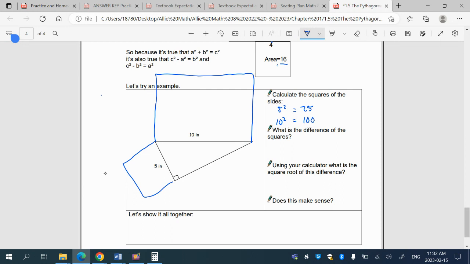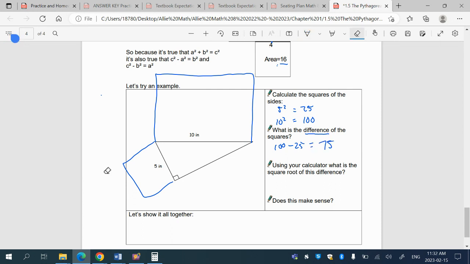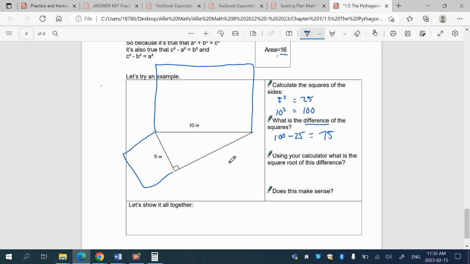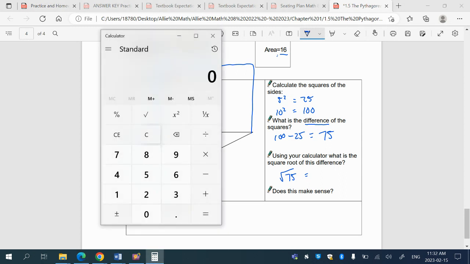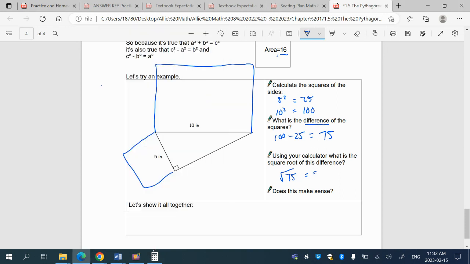What is the difference of the squares? So the difference is the result of a subtraction question. So let's do 100 minus 25. And what's that? That's going to be 75. Using your calculator, what is the square root of this difference? So what is the square root of 75? So let's find that. 8.66. And that would be in inches.